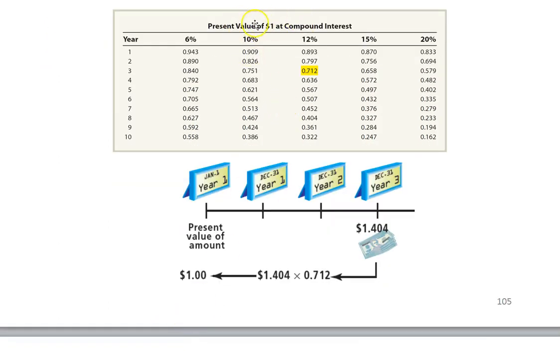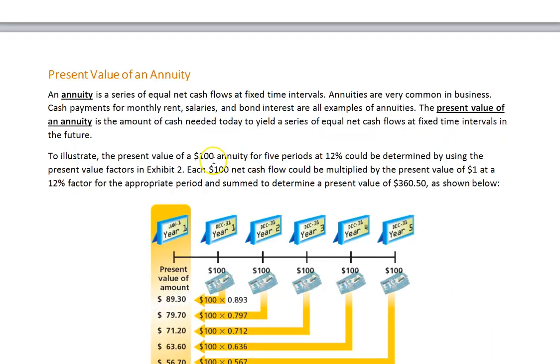This is present value of $1. It does it for a single amount. Where if we get to the other one, present value of an annuity, it does it for multiple payments. So an annuity is a series of equal cash flows at fixed time intervals. Very common to see. Present value of an annuity is the amount of cash needed today to yield a series of equal net cash flows at fixed time intervals in the future.